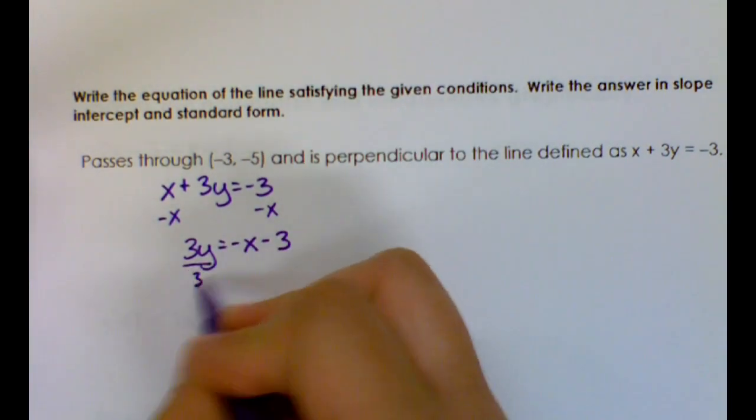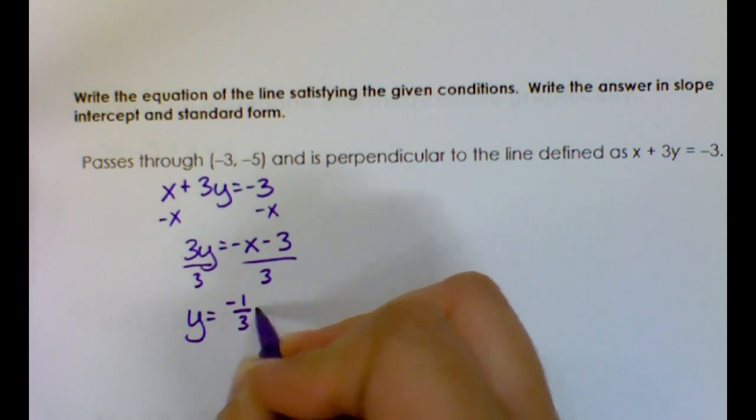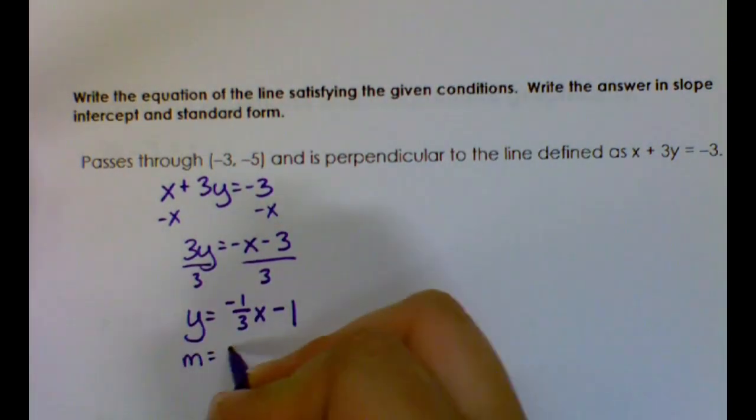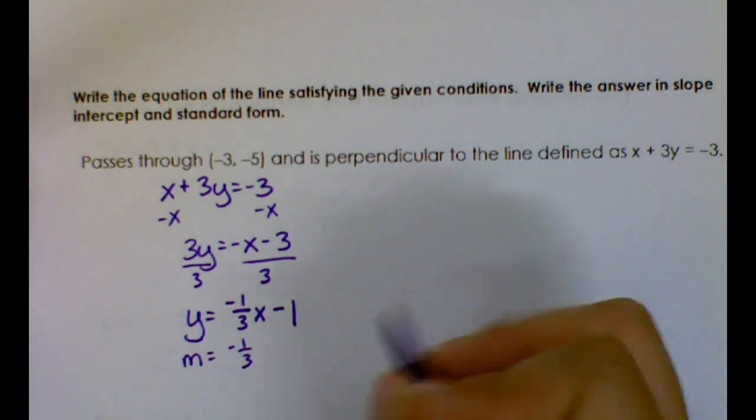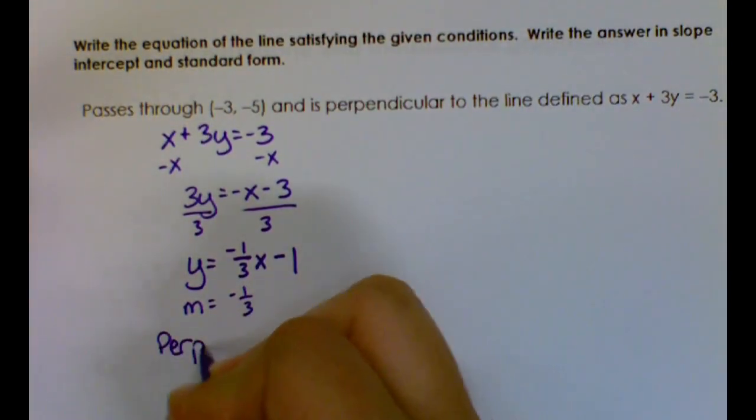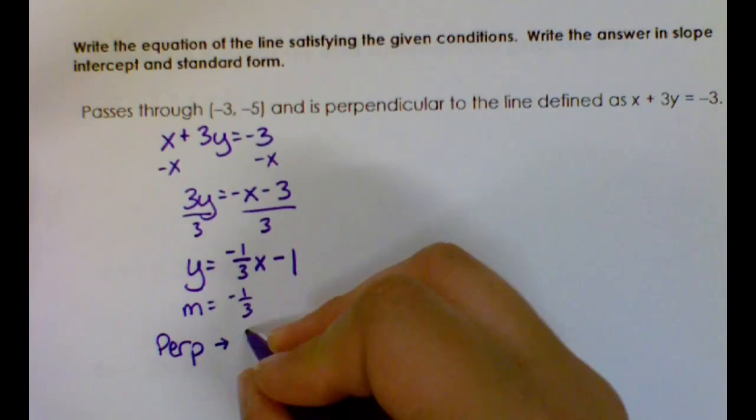I'll divide by 3, which gives me y equals negative 1/3 x minus 1. The slope of this line is negative 1/3. This question asked for a perpendicular line, though. So perpendicular slopes are opposite reciprocals. Well, the opposite of a negative is a positive. The reciprocal of 1/3 is 3 over 1, or just 3.